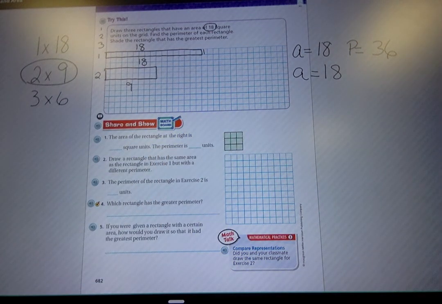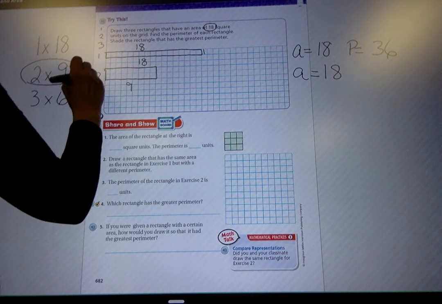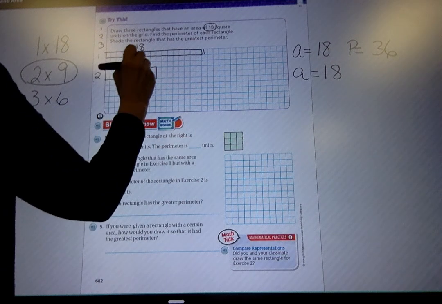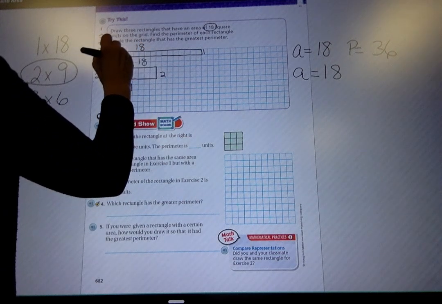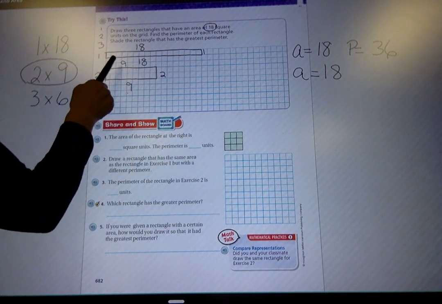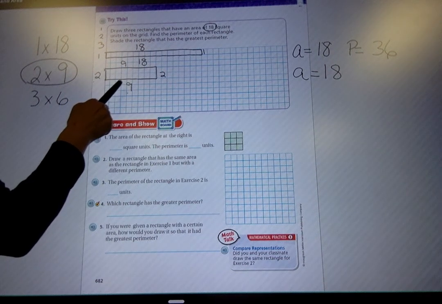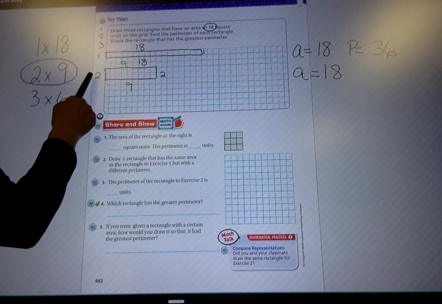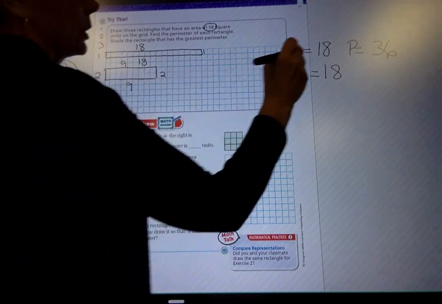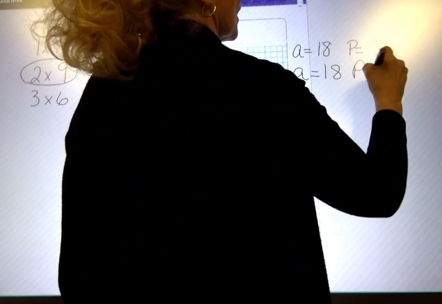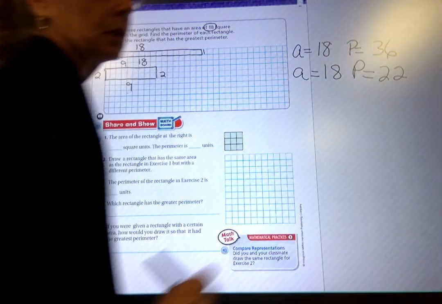But what is our perimeter? 2 plus 9 plus 2 plus 9. Let's see, 9 plus 9 is 18, 19, 20, 21, 22. Our perimeter is 22.